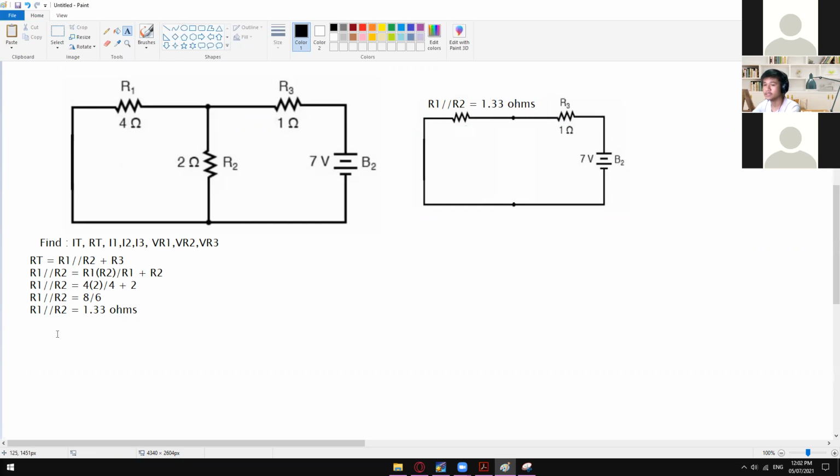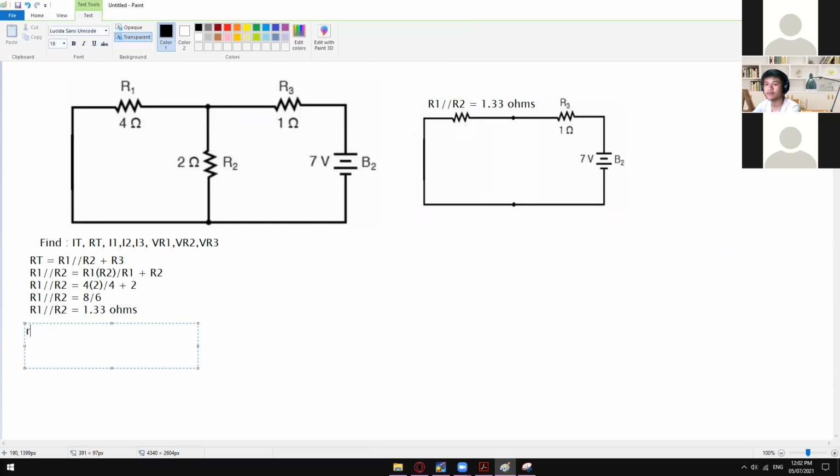So again, let me just remove this one since this one now is equal to R1 parallel to R2, which is equal to 1.33 ohms. And as you guys can see, we can now add the value of R1 parallel to R2 plus the R3. So copy this one and paste it right here. R1 parallel to R2 is 1.33 ohms, and then R3 is 1 ohm. So RT is equal to 2.33 ohms. So we now have the value of R total.